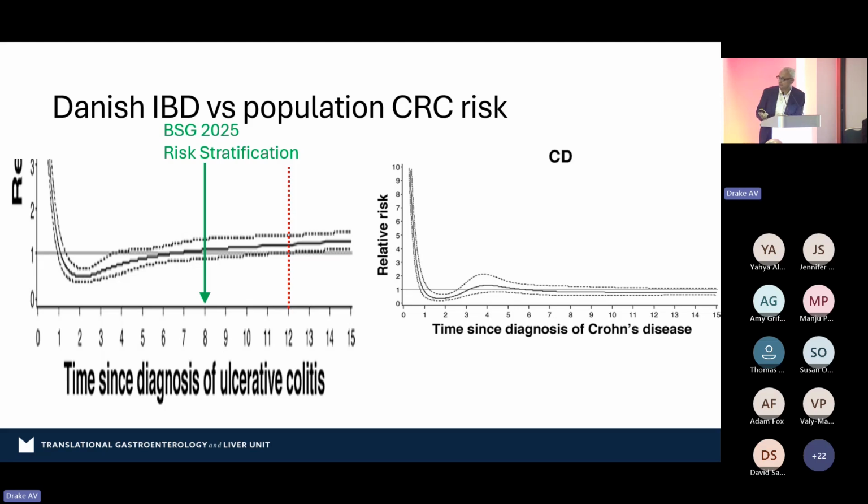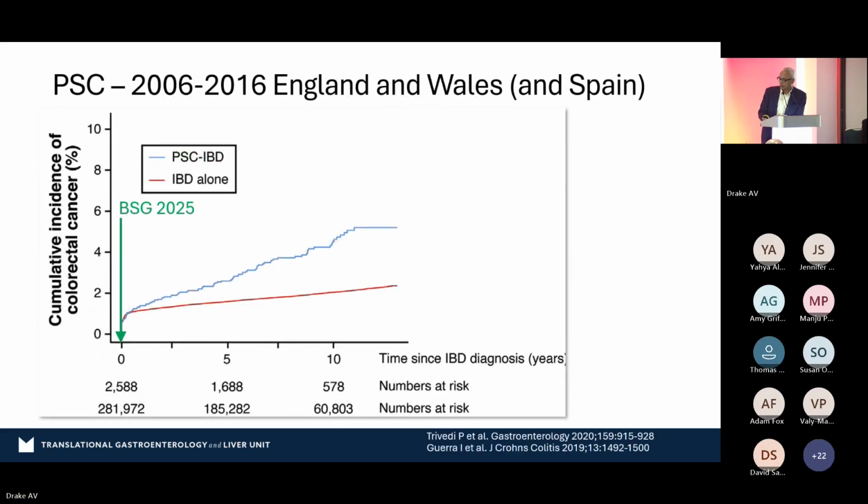this is where at the BSG guideline committee, we took our risk stratification when it starts going above the population colorectal cancer risk, which is when surveillance makes sense. Whereas it's really different when you look at some high risk groups, PSC, your risk of cancer starts going up almost from the time you're diagnosed.